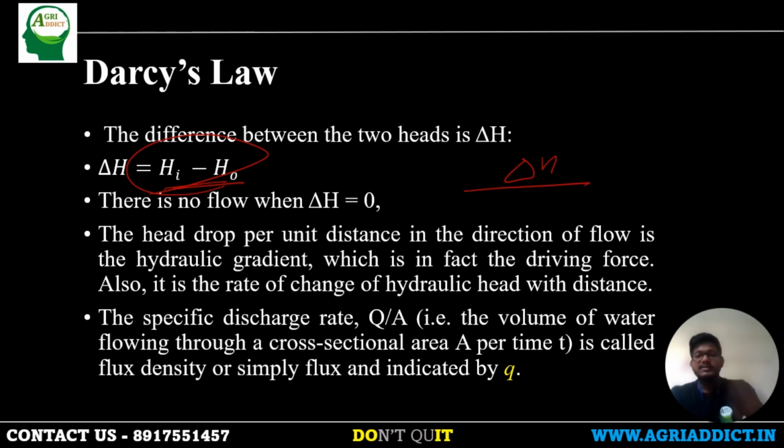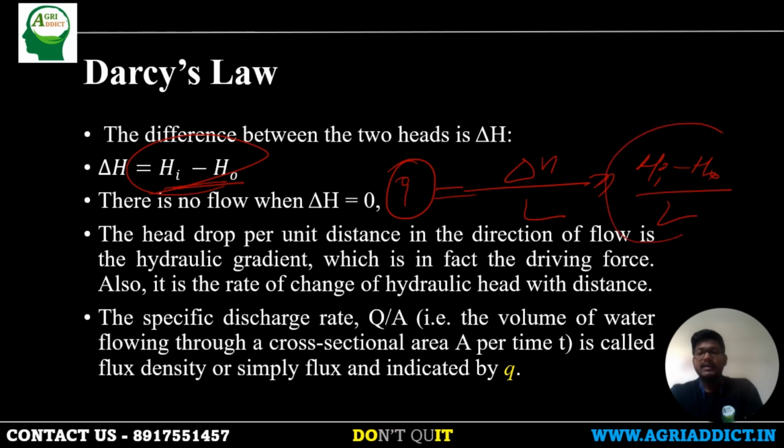per unit distance in the direction of flow is the hydraulic gradient. So this is also denoted with the I, hydraulic gradient. So del H is equal to Hi minus H0, divided by L, also denoted as the hydraulic gradient, which is in fact the driving force. Means it is the driving force that the water will flow from left to the right. So it is the major force here which is forcing the water to flow from the left to the right.